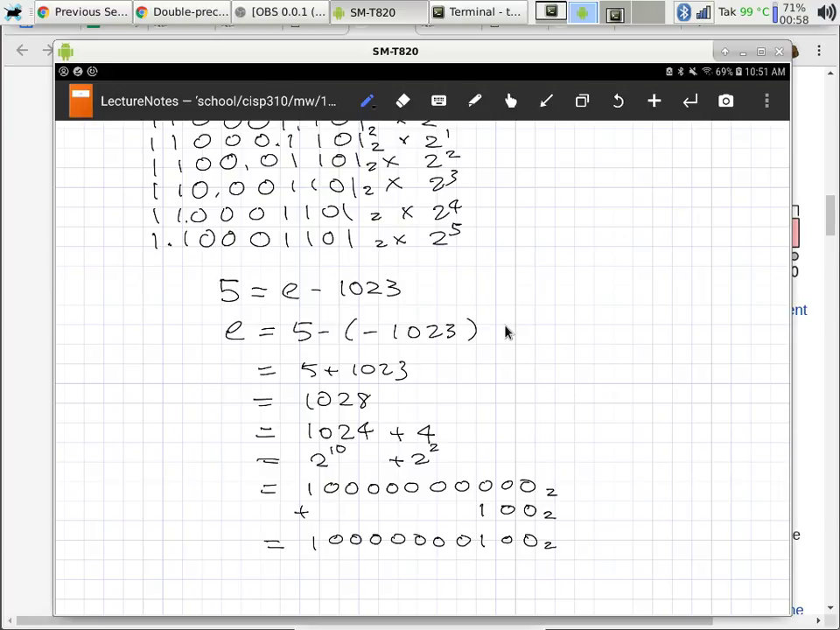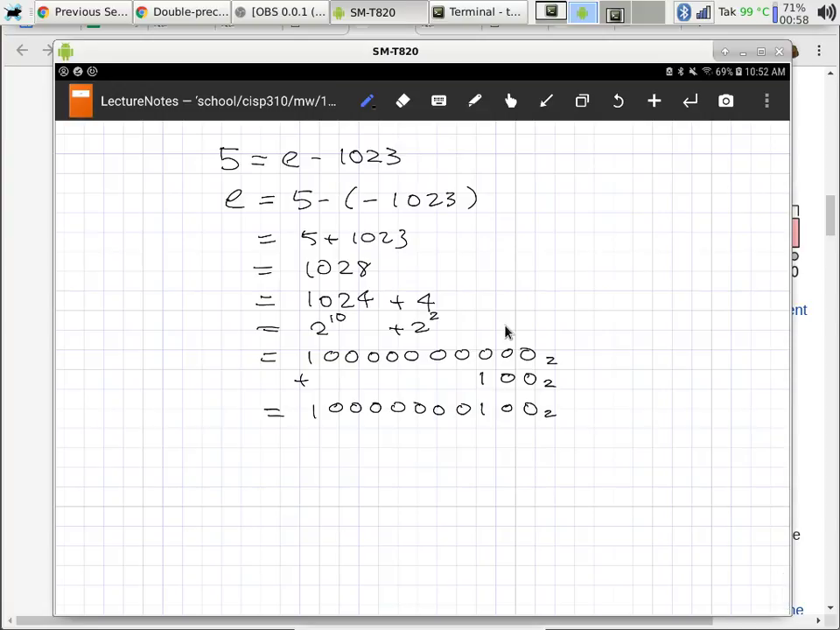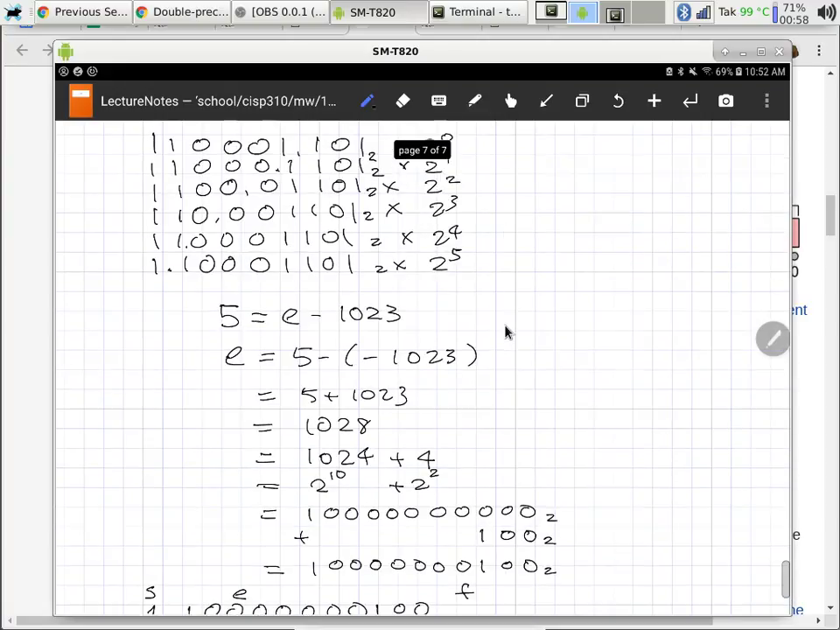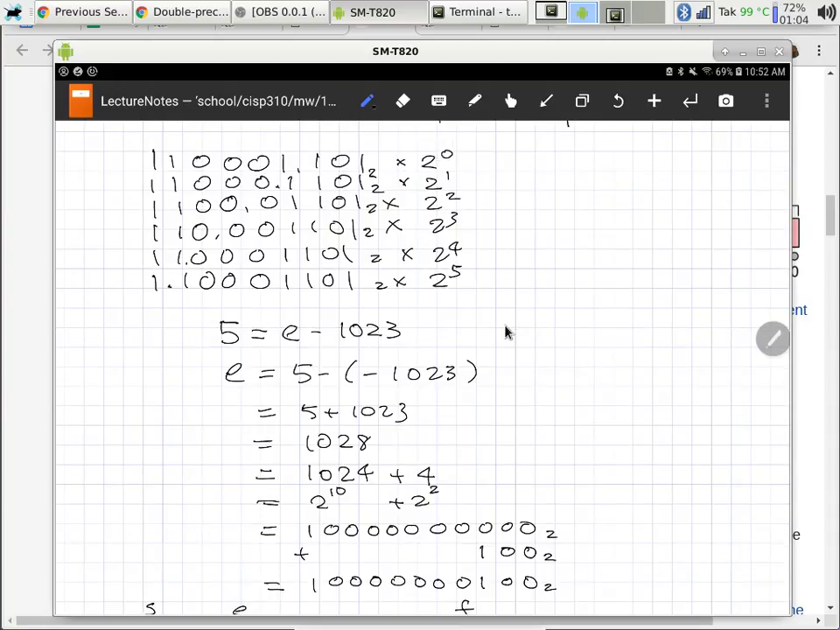So if I rewrite that entire thing, the double number, it's going to start with the 1, which is our sign. And then we have the E, which is the number that we just figured out, which is 1 followed by 1, 2, 3, 4, 5, 6, 7 zeros, and then 1, 0, 0 after that. And then we have the fractional part of the mantissa, which is up here. And I'm going to do the lazy thing.